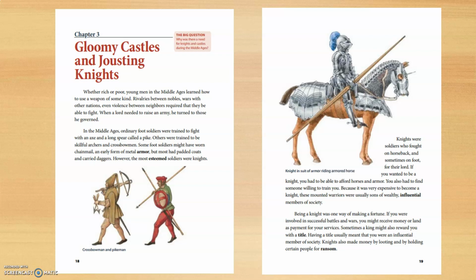These mounted warriors were usually sons of wealthy, influential members of society. Being a knight was one way of making a fortune. If you were involved in successful battles and wars, you might receive money or land as payment for your services. Sometimes a king might reward you with a title. Having a title usually meant that you were an influential member of society. Knights also made money by looting and by holding certain people for ransom.